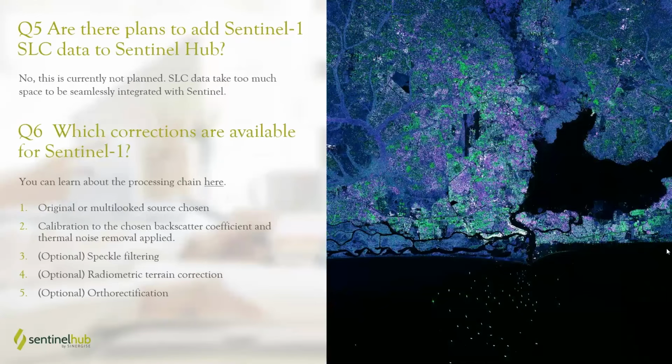Question number 6, which corrections are available for Sentinel-1? In this case, I'm assuming that by corrections, you mean the processing chain. And the processing chain goes like this. First, we choose the original or multi-looked source, then we calibrate to the chosen backscatter coefficient, and we also apply thermal noise removal. Then you have 3 options, which you can apply yourself if you want to. You can apply Lee speckle filtering to your images, you can apply radiometric terrain correction, or orthorectification.